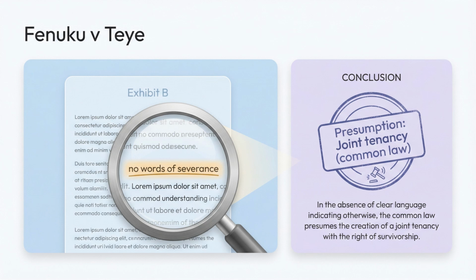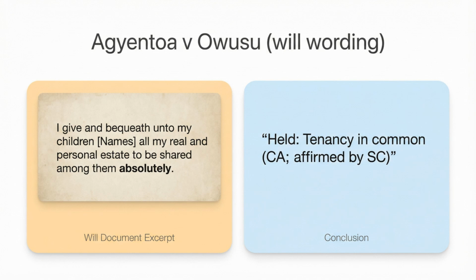Finding none, it applied the common law presumption. A simple conveyance to two or more persons, without severing language, points toward joint tenancy and a single undivided interest. Adintoa v. Owusu shows how wording can flip the outcome. The will gave property to the son and daughter for their use absolutely. The Court of Appeal treated that as creating a tenancy in common, and the Supreme Court affirmed. So drafting language can be decisive.